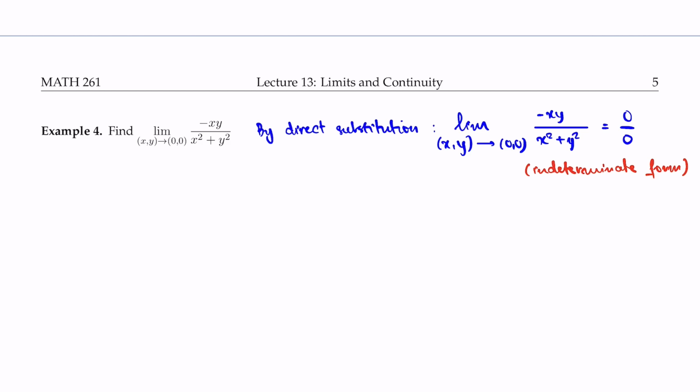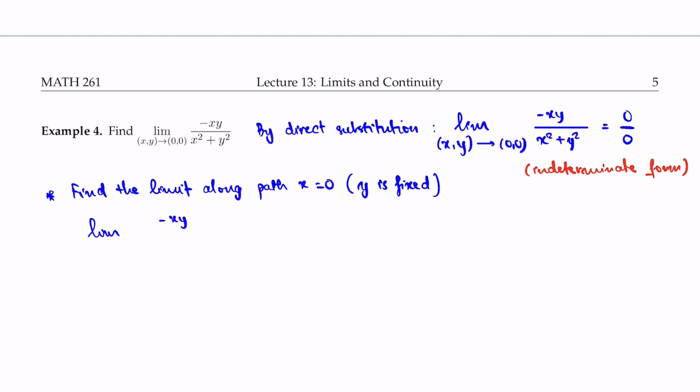If the limits of these three paths are equal to one another, then you continue moving on to another path. For this example, I'm going to find the limit along the path x equal to 0, along the path y equal to 0, and along the path y equal to x. First, find the limit along the path x equal to 0. In this case, y is fixed. So you have the limit of the function negative xy over x squared plus y squared as (x, y) approaches the point (0, y). Here you can use direct substitution and you get negative 0 times y divided by 0 squared plus y squared, and the limit is equal to 0.